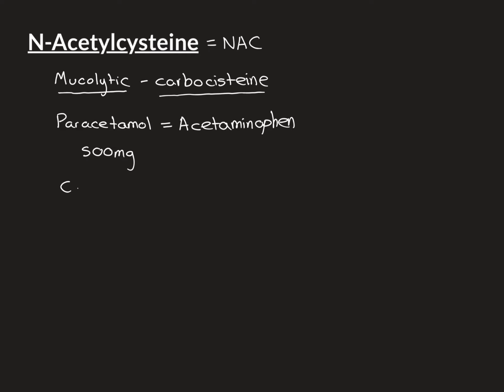Cocodamol is a combination of paracetamol and codeine, and in the UK the over-the-counter strength cocodamol that you're able to buy is 8/500. So each tablet contains 500 milligrams of paracetamol and 8 milligrams of codeine. And again, you can take 2 tablets up to 4 times a day. And this individual, I think, was taking 2 paracetamol tablets 4 times a day, and they were also taking 2 of these cocodamol tablets 4 times a day.